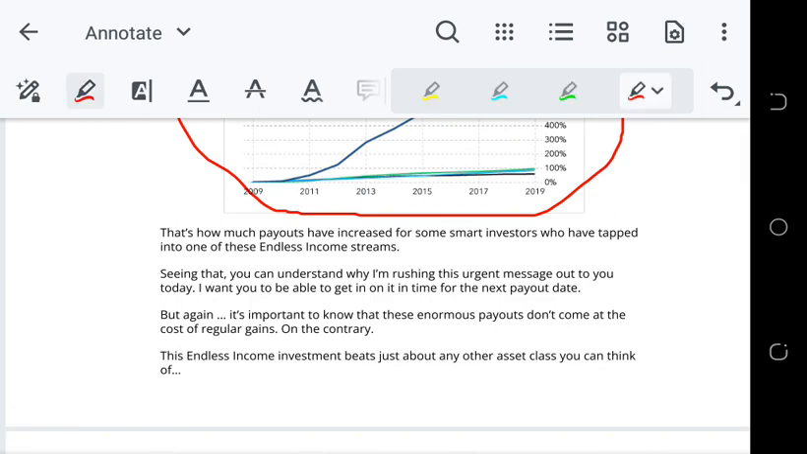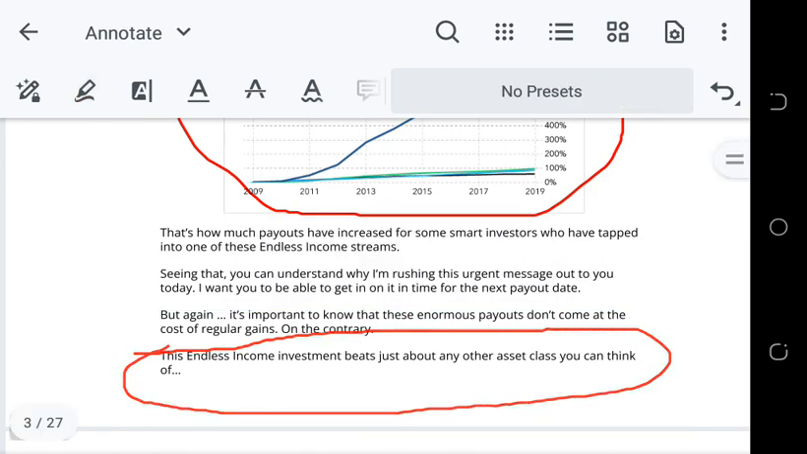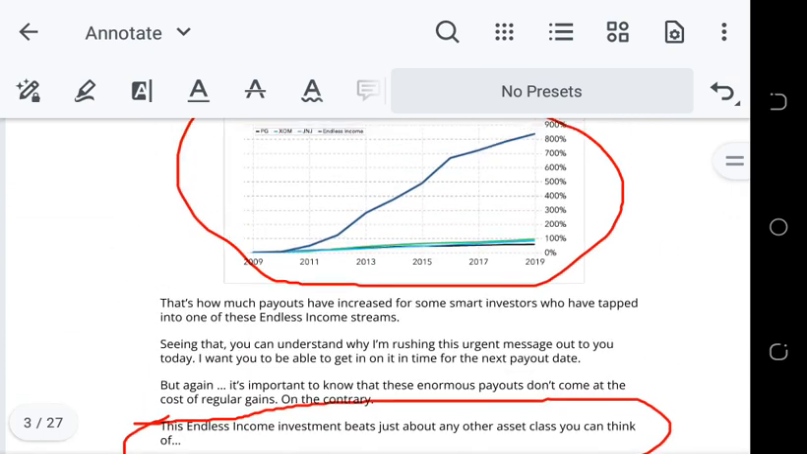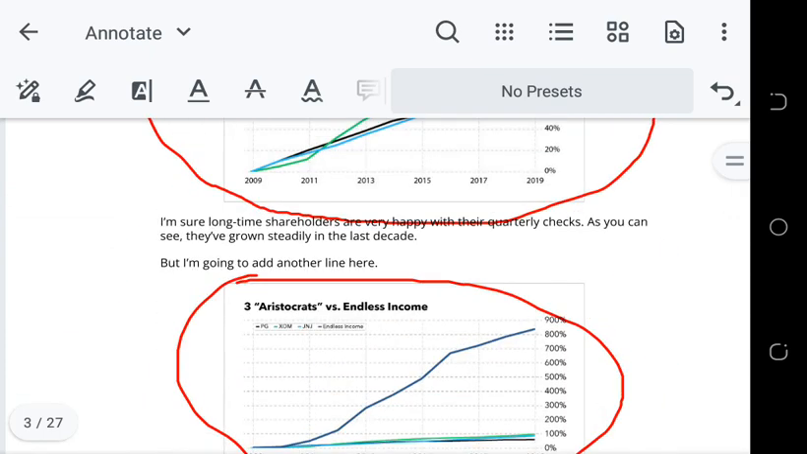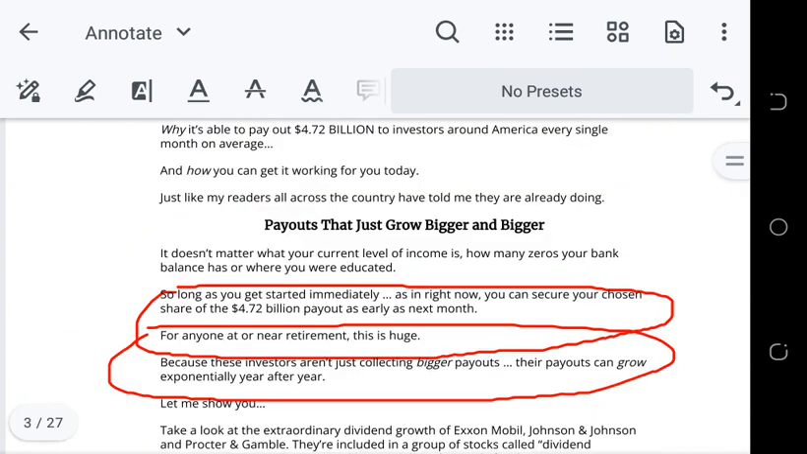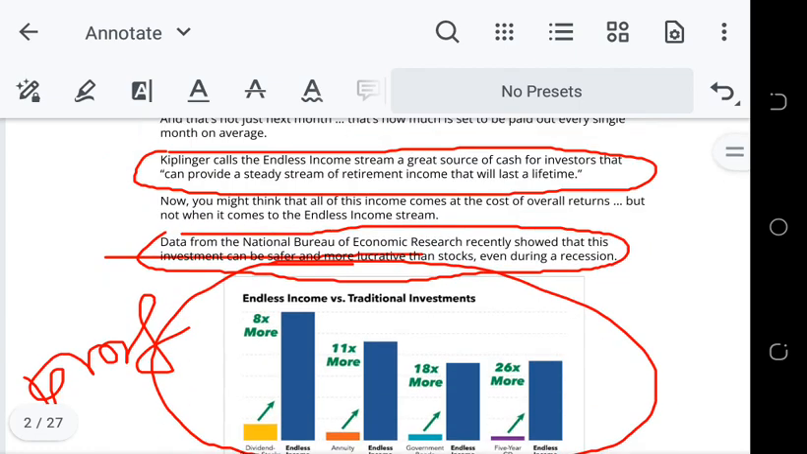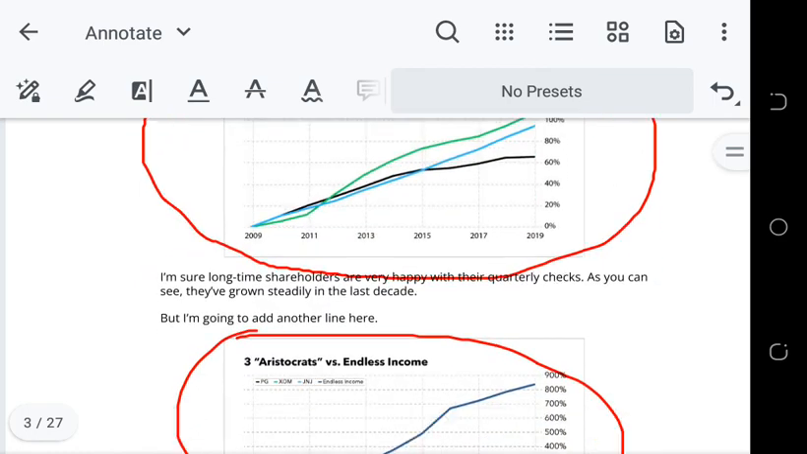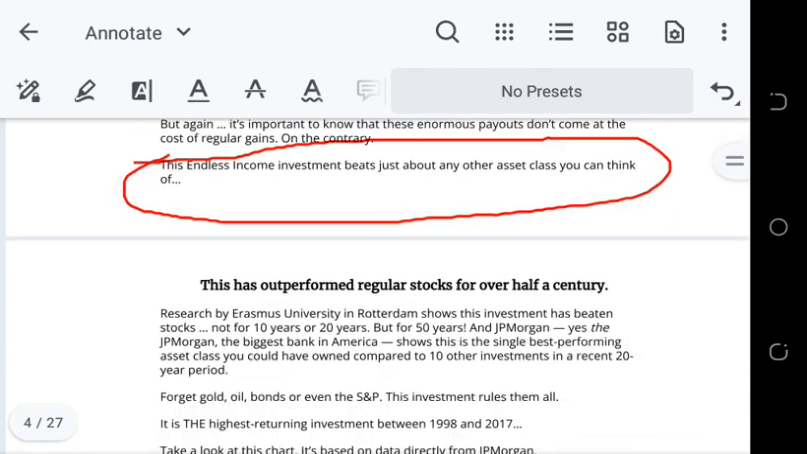That is a big claim. Endless income can beat any asset class. Now we have to have proof elements to show that. Now, of course, we have already seen in the graphs above that the endless income system can beat dividend stocks. It can beat other kinds of investment. I'm sure we saw that here, traditional investment. So let's see if there's any other proof element they're going to use here.